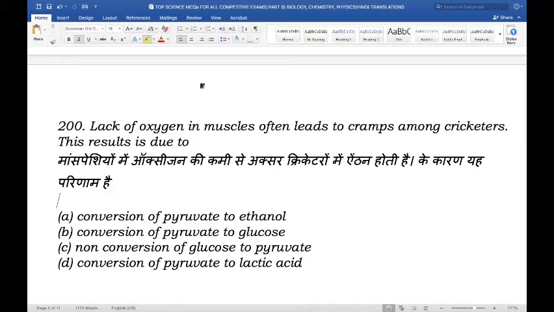So the lack of oxygen in muscles often leads to cramps among cricketers because of conversion of pyruvates to lactic acid. When muscle cells respire anaerobically, there is a partial breakdown of glucose and lactic acid. The accumulation of lactic acid causes muscle cramps.